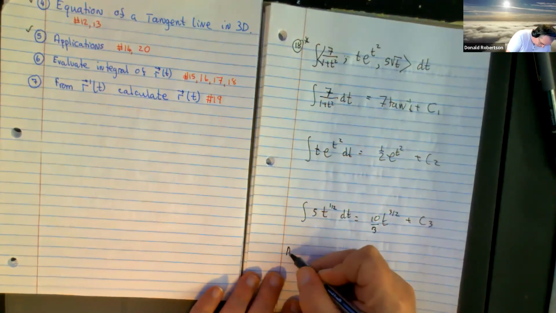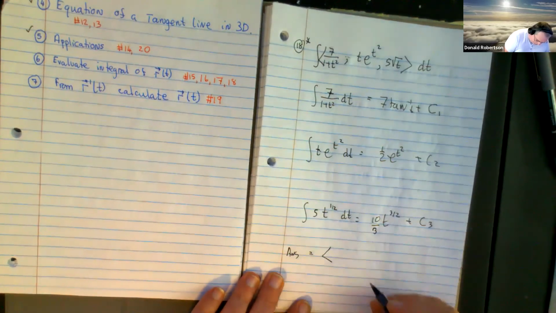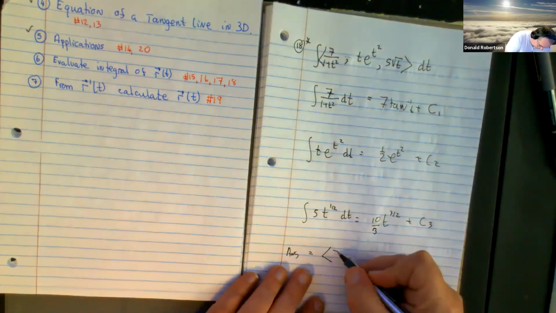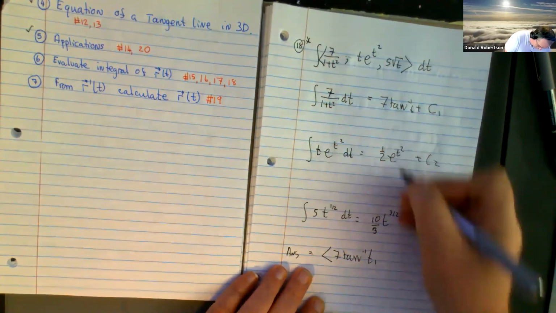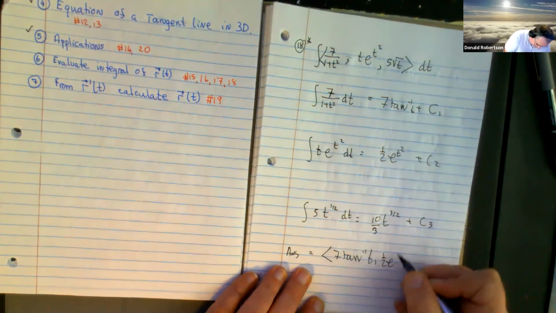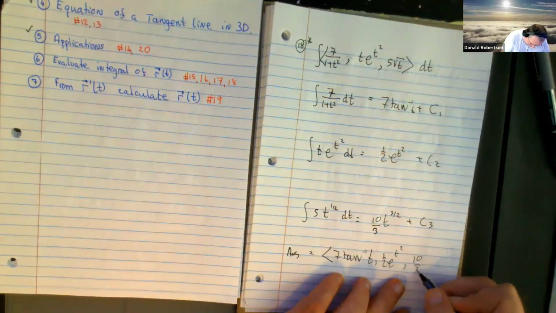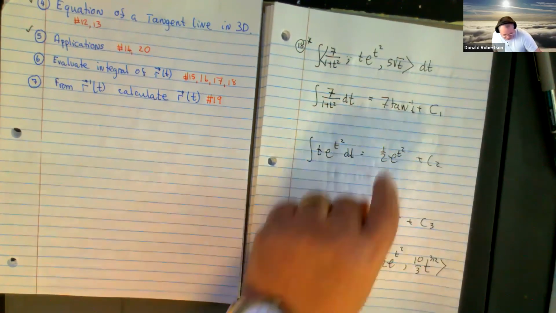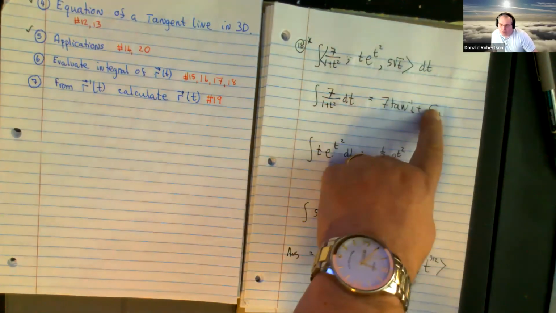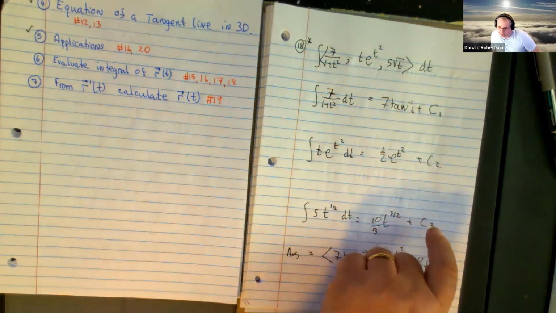So your answer, I'll just call it answer because I don't want to have to write that again, is going to be this fella, 7 inverse tan of t. This guy, 1/2 e to the t squared. And this guy, 10 thirds t to 3 halves. Now, this arbitrary constant I've called C1, this one I've called C2, and this one I have called C3.